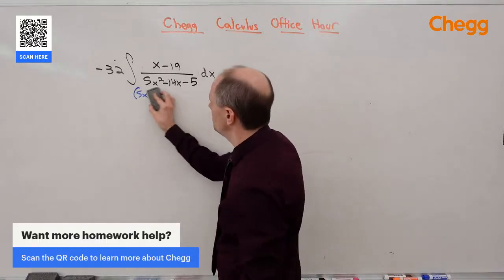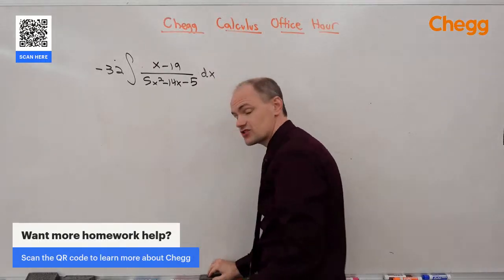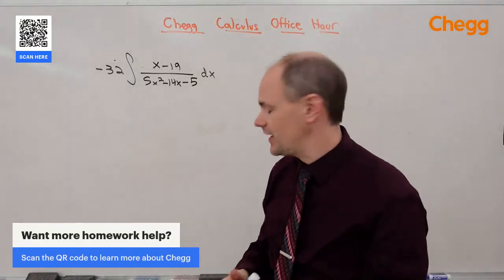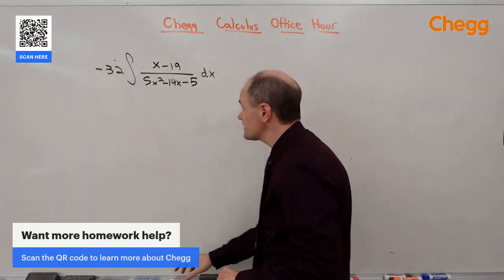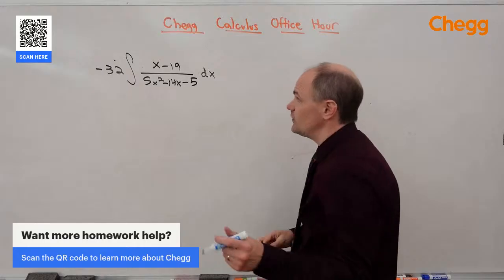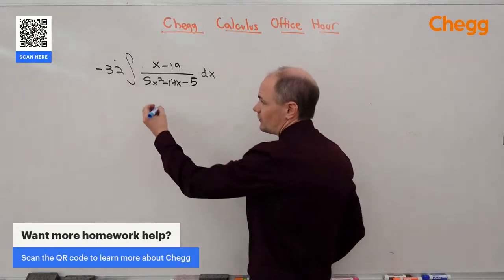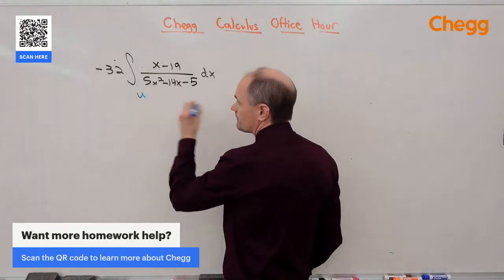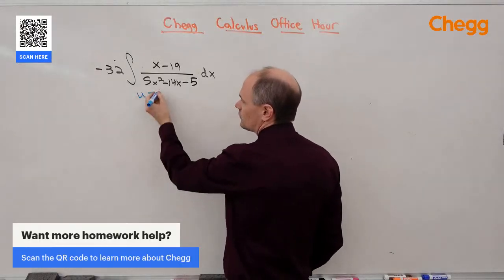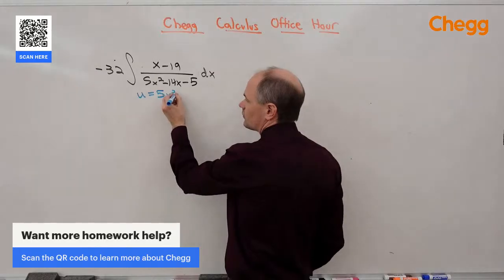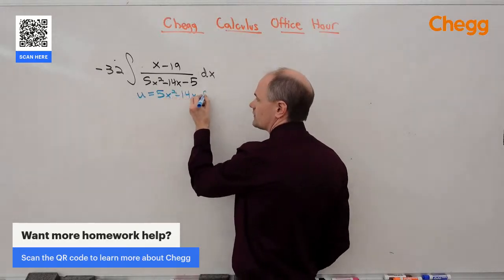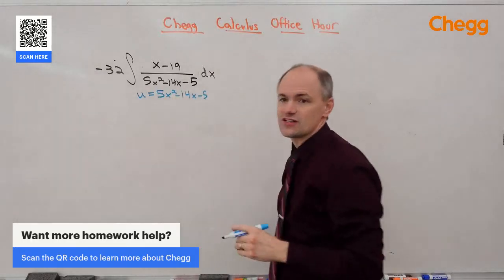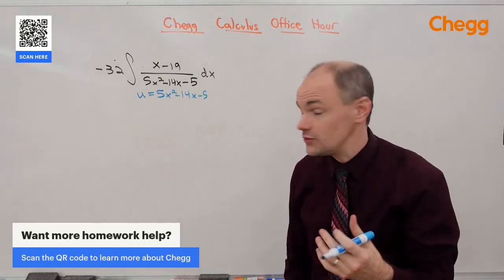All right, we're going to need to go plan B with it. So partial fractions do not work. I did it wrong in my head. That's okay. We can still get at it. Let's see if we can manipulate this so that we can use a u substitution. Let's see if we can make u equal to 5x squared minus 14x minus 5. That way this entire denominator will become my u.